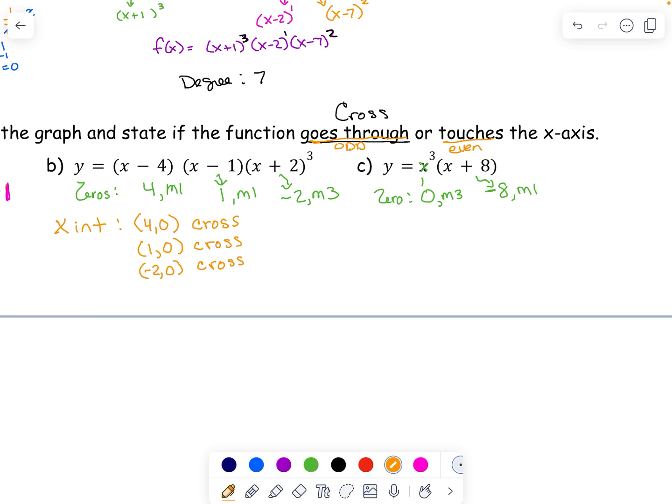Okay, so now we talk about x-intercepts. So we just talked about zeros. Zeros and x-intercepts are completely related. We just write x-intercepts as points. So (0, 0), because it has multiplicity 3, it's going to cross because that's odd. -8 would be (-8, 0). And because multiplicity is 1 and it's odd, it's going to cross.